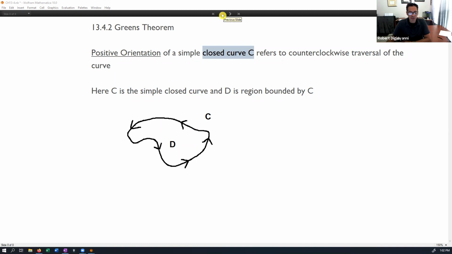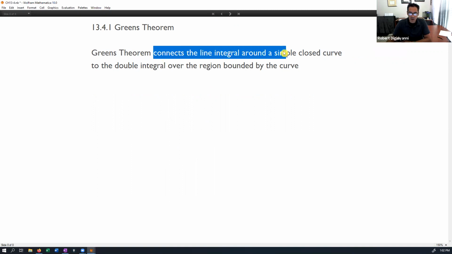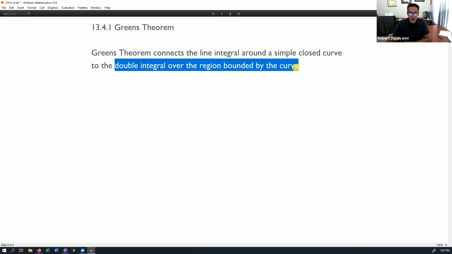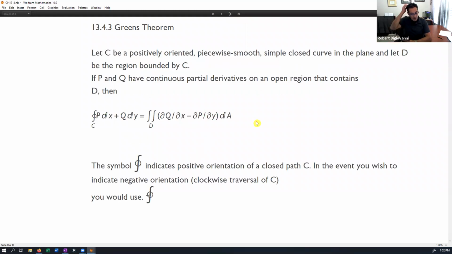Now, what is Green's theorem about? Green's theorem amazingly connects a line integral around a simple closed curve to the double integral over the region bounded by the curve. So a line integral is one thing. A double integral is something else. Green's theorem connects the two together. So let me get to the theorem. This is it right here.